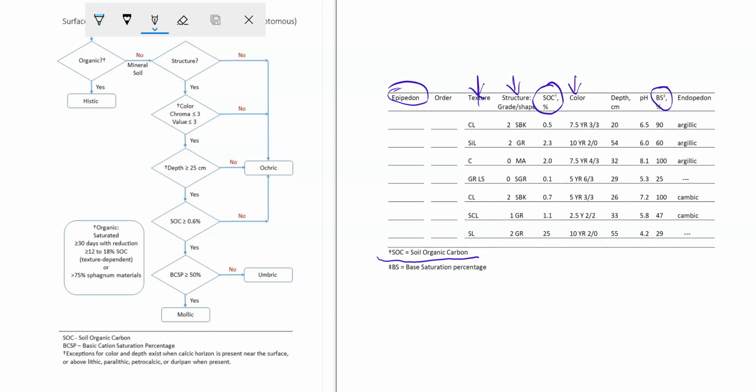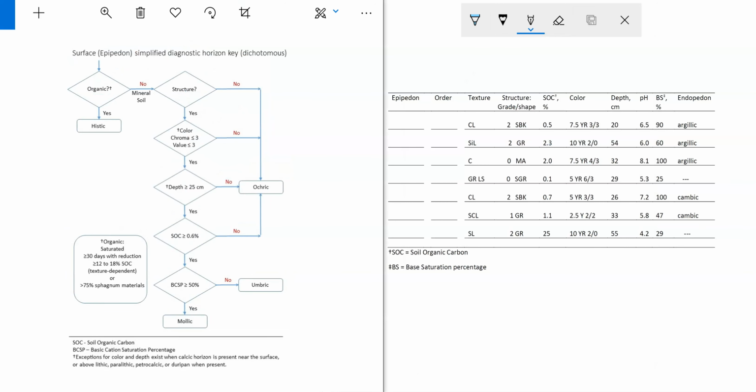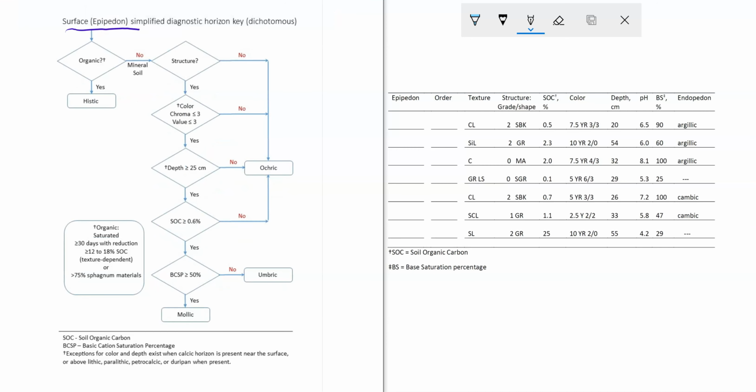And then the base saturation may become important to us, and how do we know that's what we're looking at? Well, again, we look for the footnote symbol, and we look to find what that is. So we have these definitions. We've got a description of physical and chemical properties of an individual surface horizon. We then switch to use the dichotomous key that's available for us. And so we look here, and we have a surface or epipedon key.